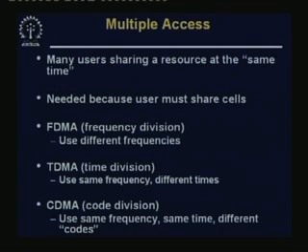Now, in multiple access, as I mentioned, many users need to share a resource at the same time, because users must share the cells. First, let us talk about three different multiple access schemes: frequency division multiple access, time division multiple access, and code division multiple access. Frequency division multiple access and time division multiple access should be simple, because we have already talked about multiplexing.